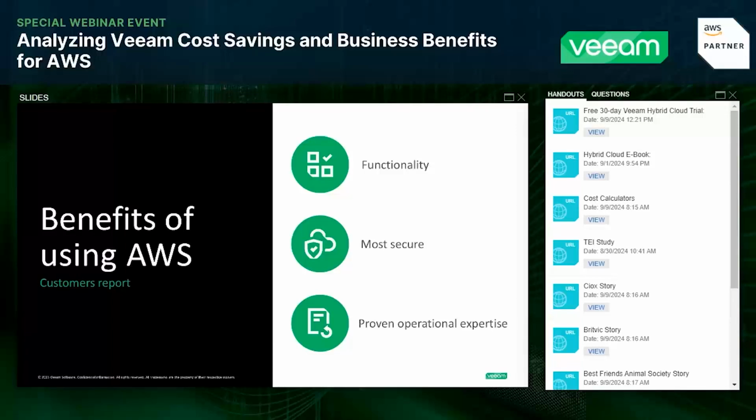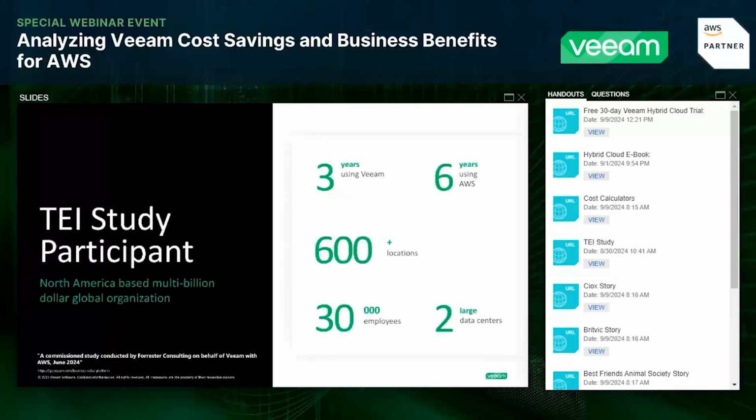Back to you, Kelsey. Yeah, and I think that last point is a really great point, being able to, again, take away another data center and use what AWS offers. But let's dive into this TEI study, because that is what you are all here for.